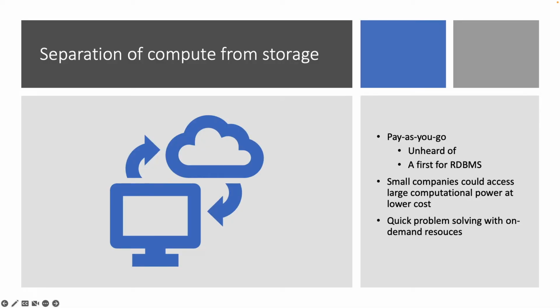So the first is separation of compute from storage. What does this mean? This is what actually enables Snowflake to have a pay-as-you-go service platform. This was unheard of at the time. No other relational database platforms or cloud platforms had done this. Essentially, it means that smaller organizations have access to as much computational power as they need at a lower cost. They only pay for that power when they're using it. Otherwise, they don't have to.